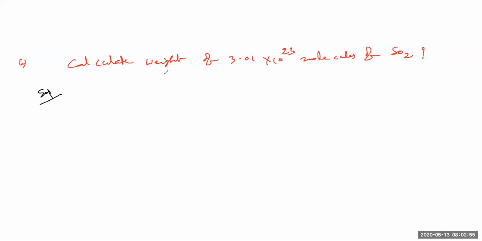Yeah, see this. Yes, I'll explain now. Wait, I am explaining. Calculate the 3.01 into 10 power 23 molecules of SO2. Okay, see, molecules are given in number, right? 1 mole means how many molecules? 6.023, or 0.21 only. Otherwise, 10 power 23, right? Molecules.